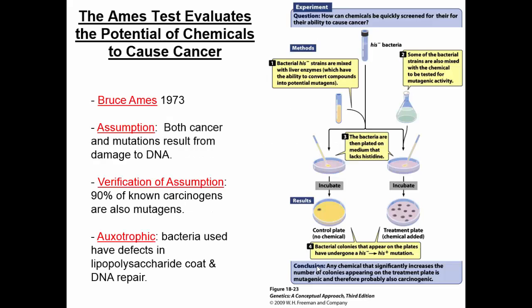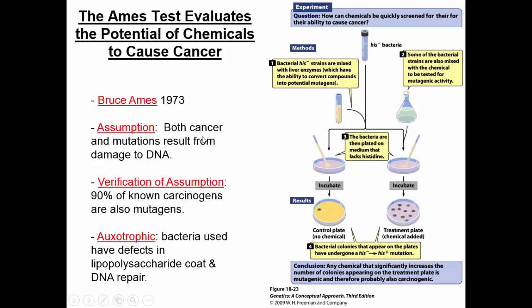Before we talk about repairing DNA damage, let's talk about how we detect DNA damage, or how we look for it, and specifically how we use something called the Ames test to look for potential chemicals that cause mutations and hence we believe to cause cancer. So it's a very interesting test that was developed in 1973, okay, so about 42 years ago, by a scientist by the name of Bruce Ames.